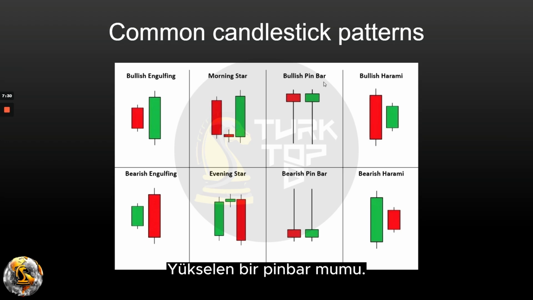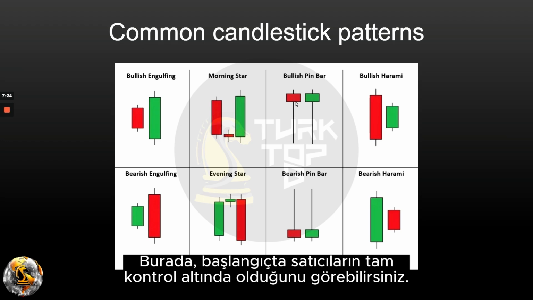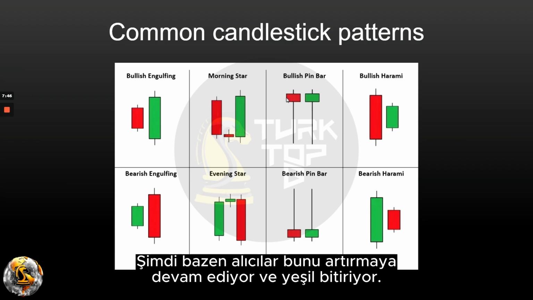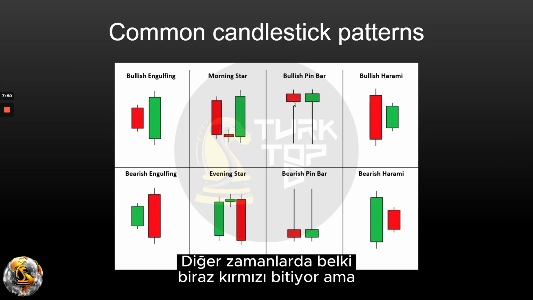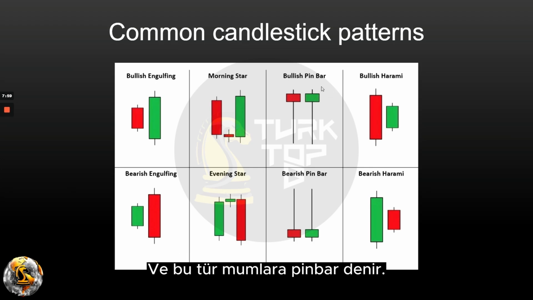A bullish pin bar candle. A pin bar candle is the rejection candle we discussed. In this one, you can see initially the sellers were in full control, but at some point they lost control. The buyers were able to push the price back up quite a bit. Now sometimes the buyers can push it up and finish green. Other times maybe it finishes slightly red. But overall there's a long wick and a small body. And this kind of candle is called a pin bar.